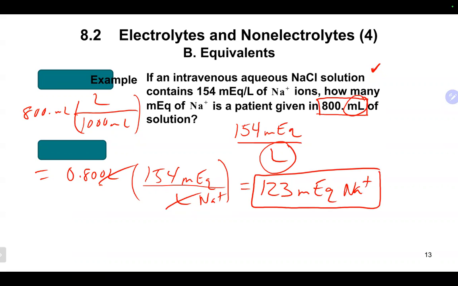Question on that calculation there? So once again, especially for IVs and stuff like that, this is a very common concentration for a solution of ions, basically. Any questions on that one there? Okay.